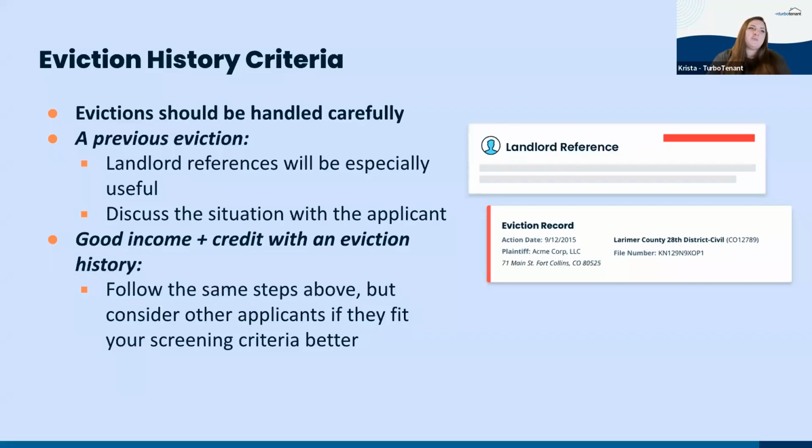So because they disproportionately impact a certain group of people more than others, you really want to make sure that you are taking a pause and asking these questions as you move through. How long ago was the eviction? Can I follow up with the landlord? Have I talked to the applicant about this situation? Do all of those things so you can get a better understanding of the situation that led to the eviction.